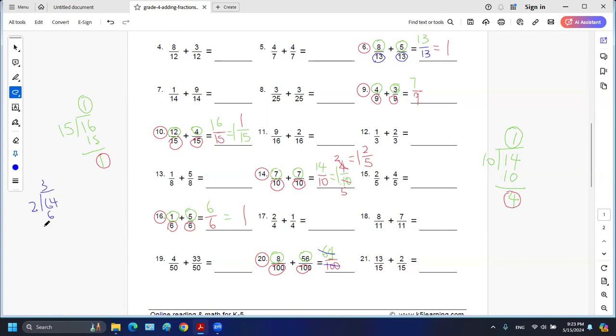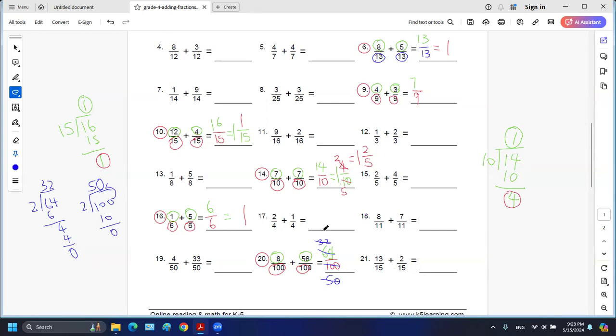64 divided by 2 is 32. 100 divided by 2 is 50.